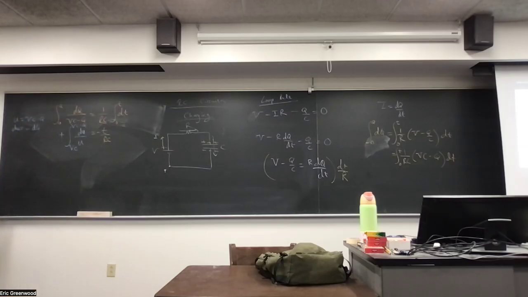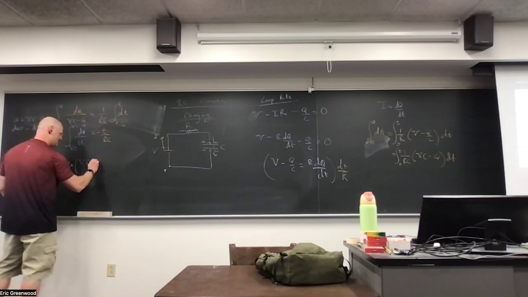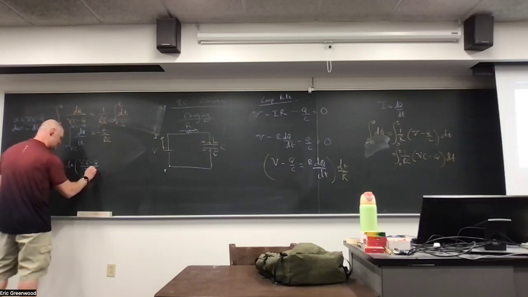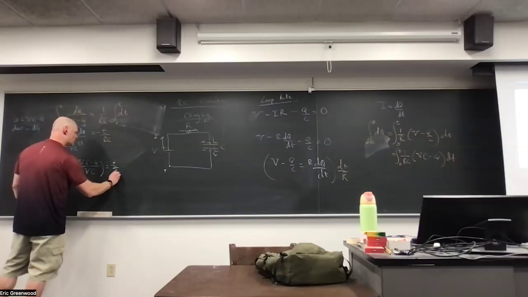Finally, I'm going to get rid of the negative sign over here and put it over here. Just for fun, what's the integral of 1 over u du? Natural log. So this thing is going to become the natural log of VC minus q over VC is then equal to minus t over RC.